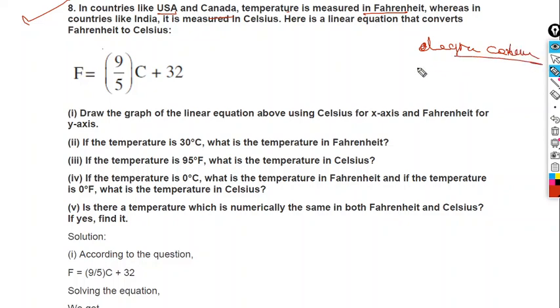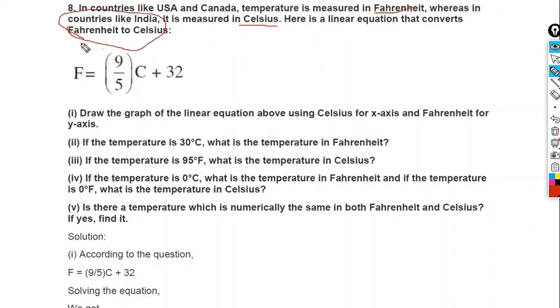Okay, but in countries like USA and Canada, they measure it in Fahrenheit, whereas in countries like India it is measured in Celsius. Here is a similar equation that converts Fahrenheit to degree Celsius.